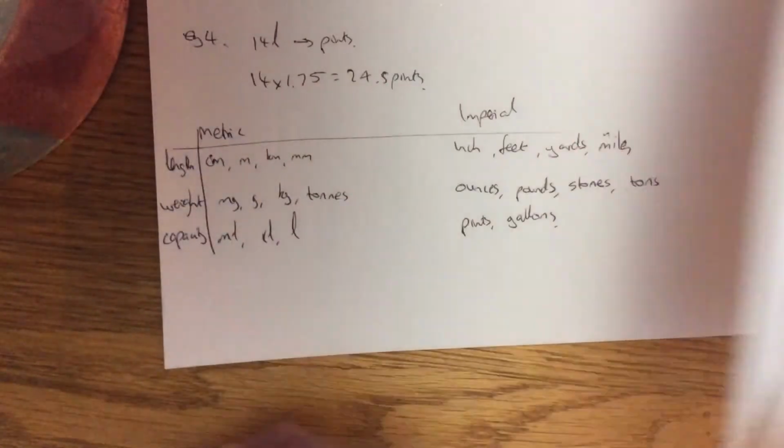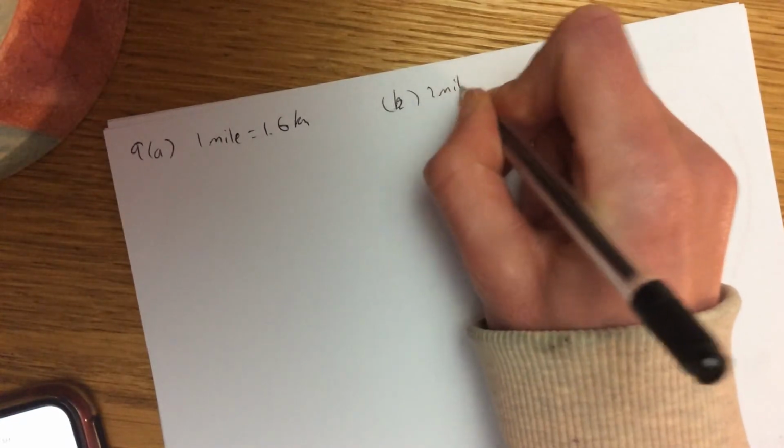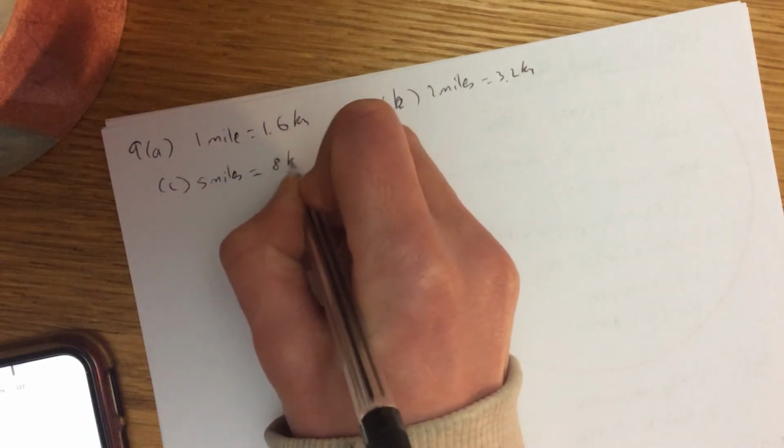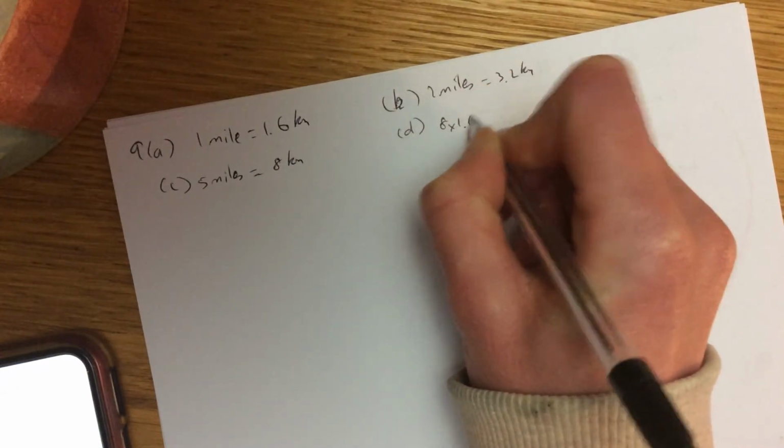Okay, so we're now going to work through the second half of this. I don't have this printed off, so we have to use it on the screen. But it's question 9a. 1 mile is 1.6 kilometres. Part B. 2 miles, just times that by 2, 3.2 kilometres. Part C. 5 miles, just times that by 5, 8 kilometres. And part D. 8 miles, so 8 times 1.6.